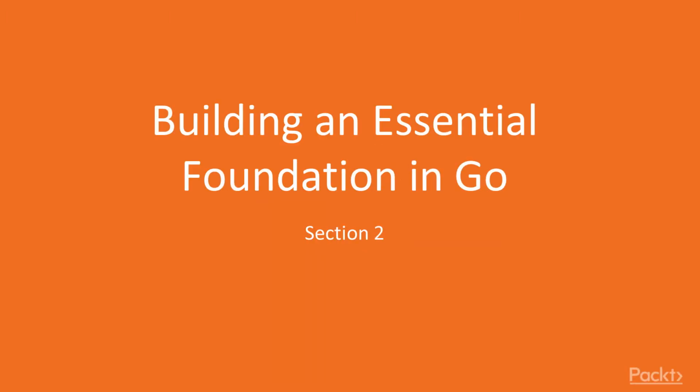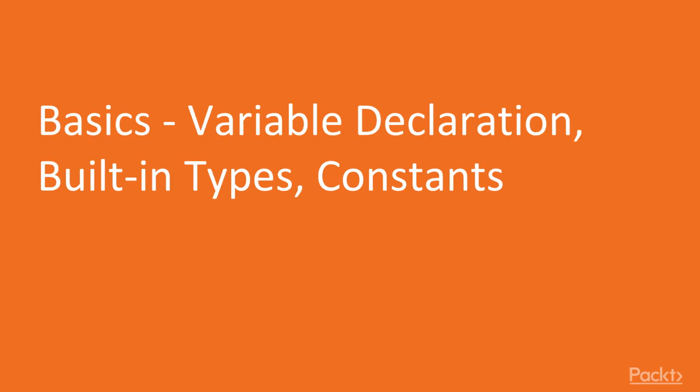Basics: Variable declaration, built-in types, and constants. In this video, we're going to introduce some basic concepts in Go that we will use throughout this course. We'll start out by looking into variable and constant declarations, and we'll move on to study Go's built-in types. We'll take a look at several Go program examples to help you get acquainted to these essential concepts. We'll end the video with an example showing how to use Go's iota enumerator.